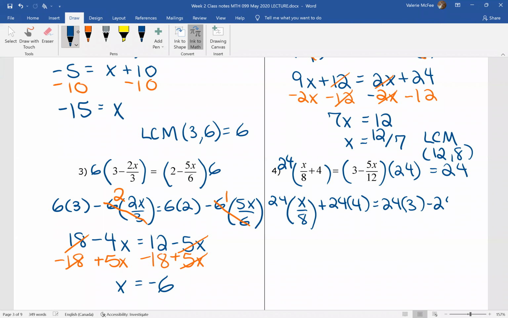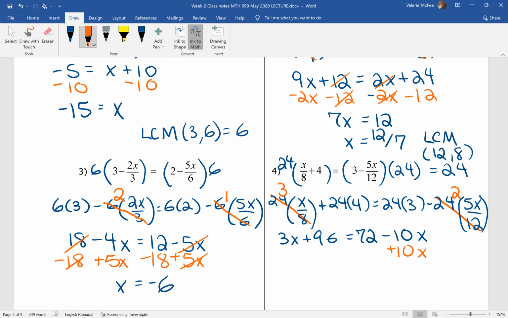Remember that the lowest common multiple has to multiply each term of the equation. But we can get rid of our fractions in one step. So we have 3x plus 96 equals 72 minus 10x. Our terms with x on the same side, our terms without x on the same side. Divide both sides by 13.